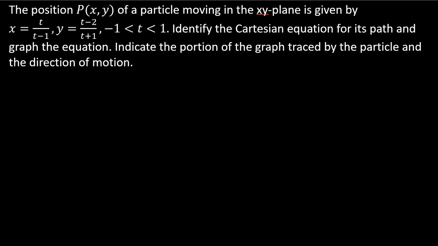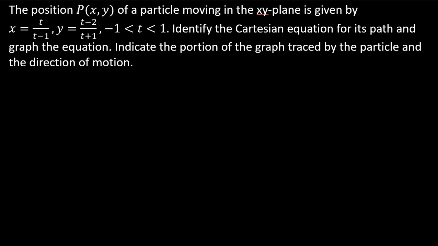So now let's contrast that with another example. I've got x equals t over t minus 1 and y equals t minus 2 over t plus 1. Okay, and in this case, I need t to go from negative 1 to 1.